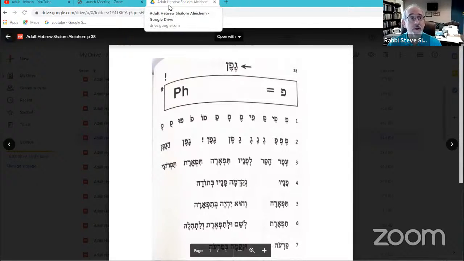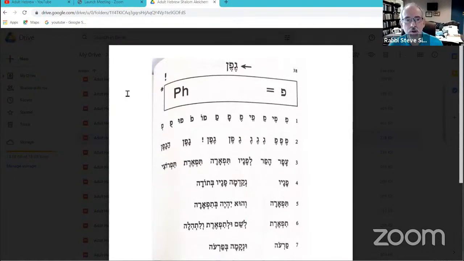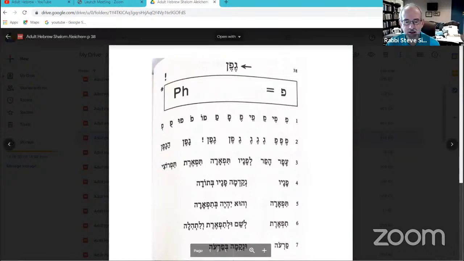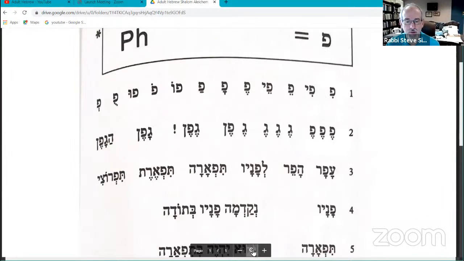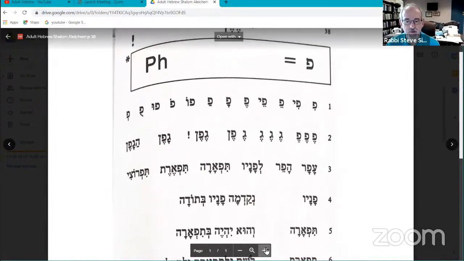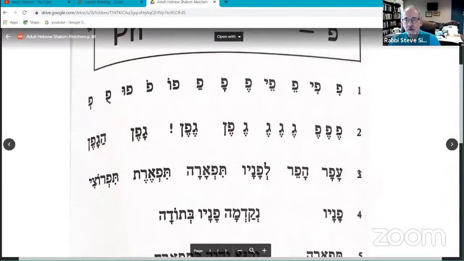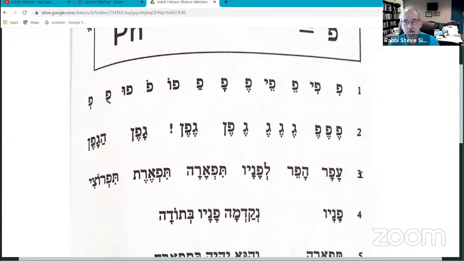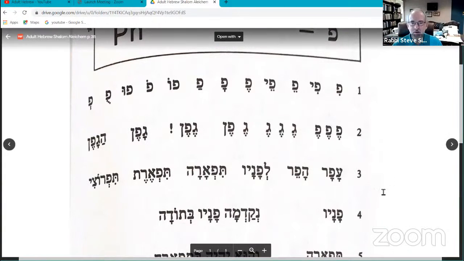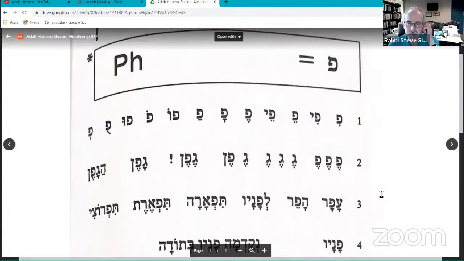And now we are beginning, and welcome back to learning how to read Hebrew. This is the Fei. We are reviewing the Fei because in a moment we're going to be learning something else, and we need to have the Fei down cold. We really need to know this Fei very, very well, because the next letter that we're going to learn is similar. It's pronounced as an F or a PH sound.